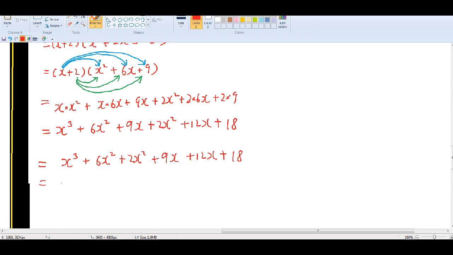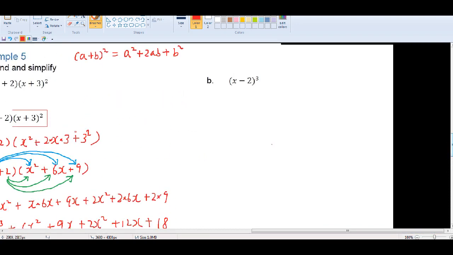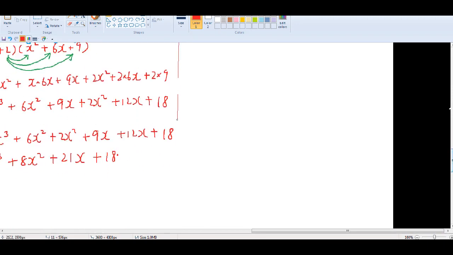So x cubed, 6x squared plus 2x squared becomes 8x squared. 9x plus 12x, 21x plus 18. So it's done. Alright, okay. Right, okay, so let's see another one. It's the last one.